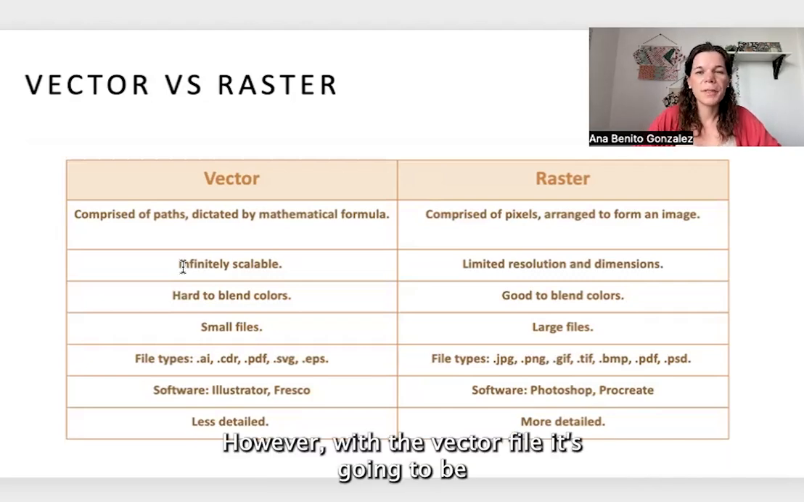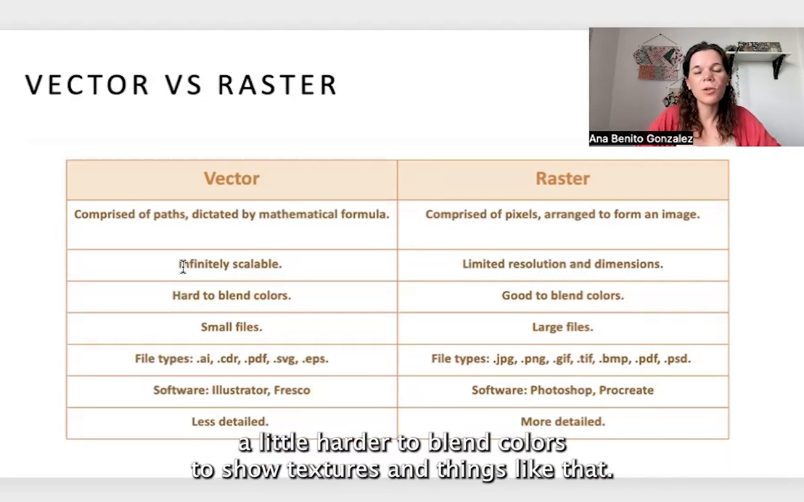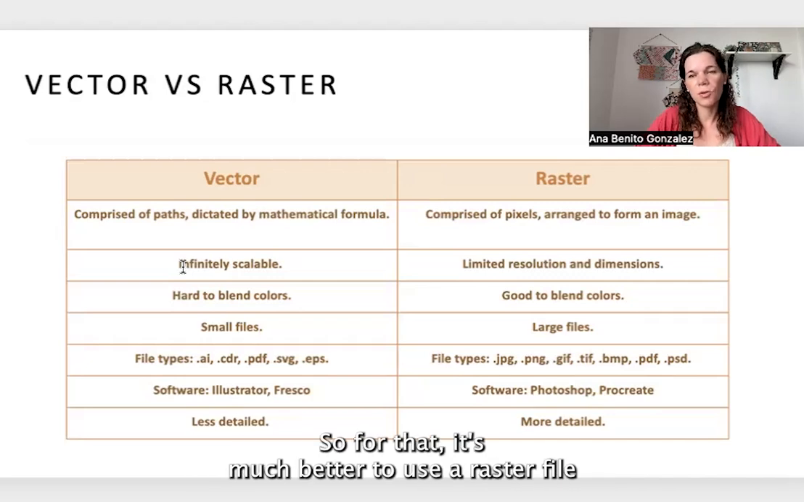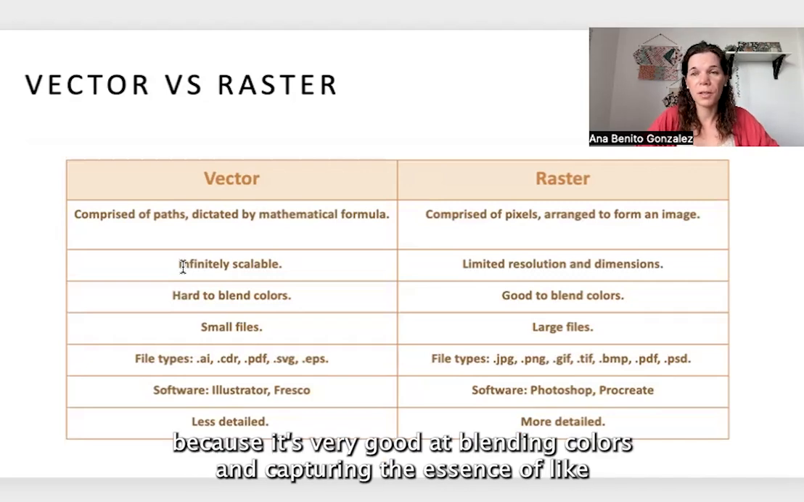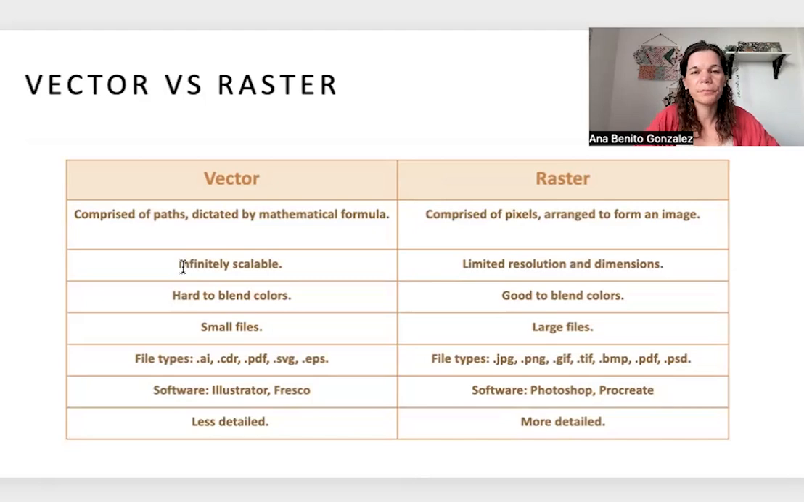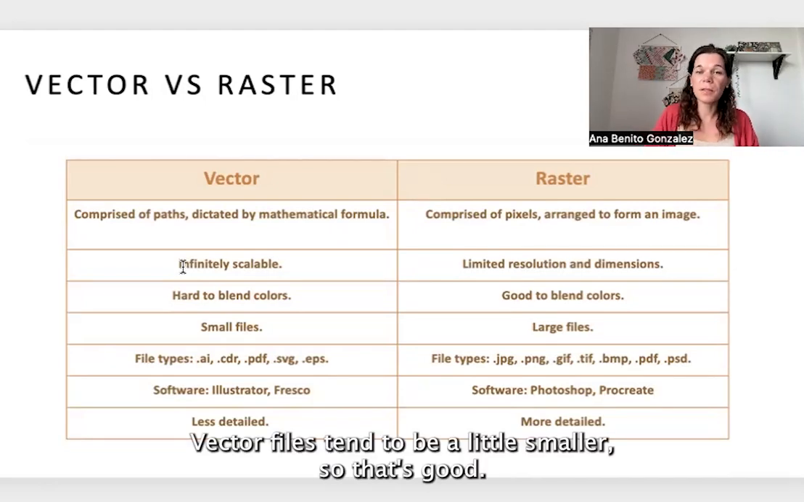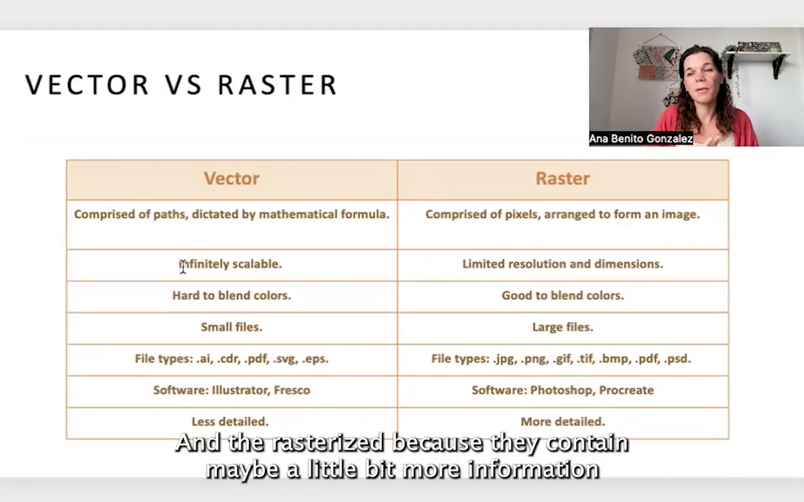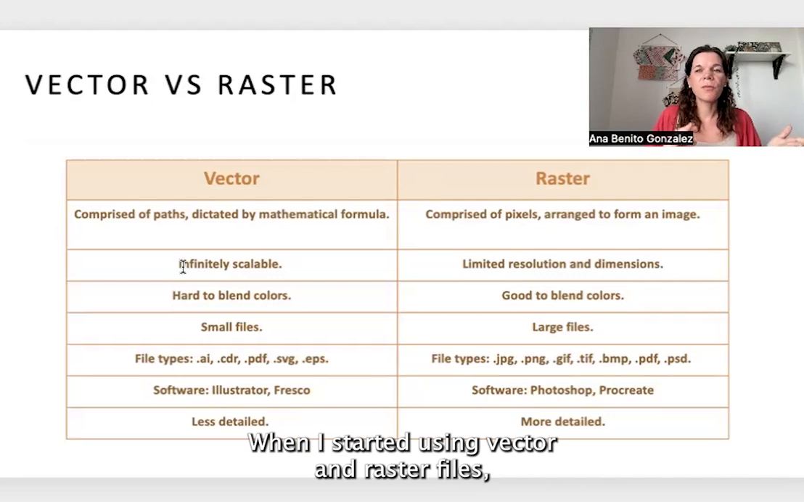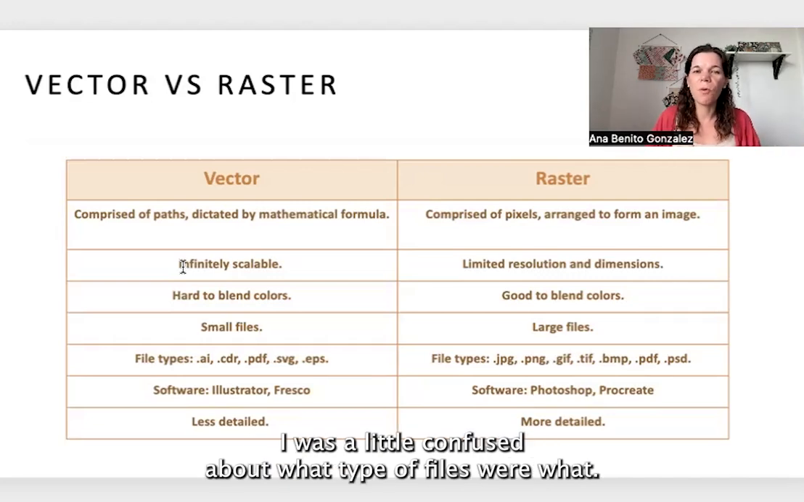However, with vector files, it's going to be a little harder to blend colors, to show textures and things like that. So for that, it's much better to use a raster file because it's very good at blending colors and capturing the essence of strokes, like watercolor, acrylics, things like that. Vector files tend to be a little smaller, so that's good. And the raster files, because they contain a bit more information in those pixels, end up being bigger files.